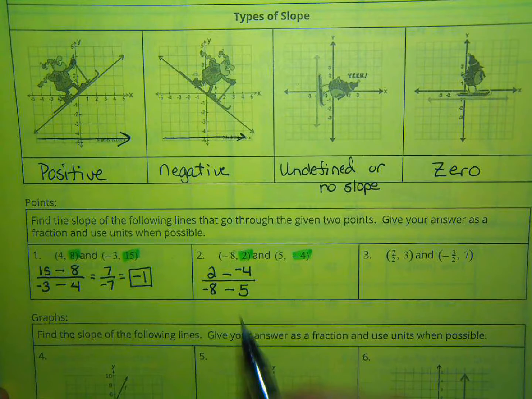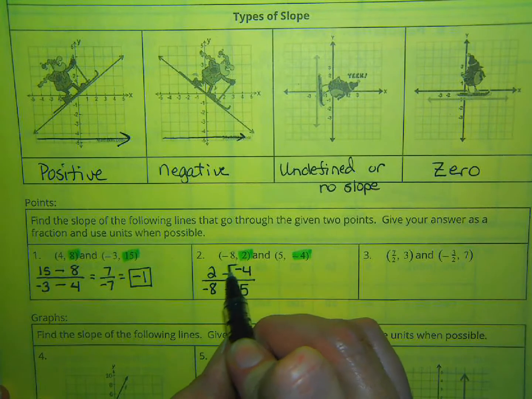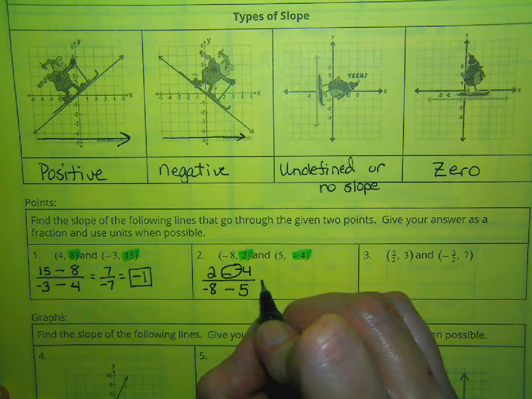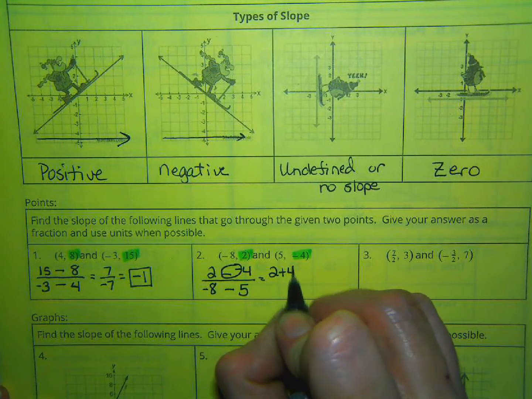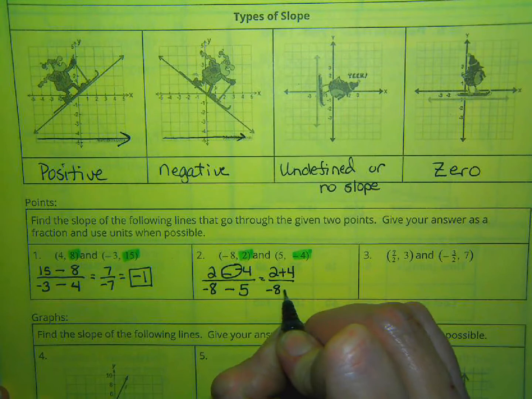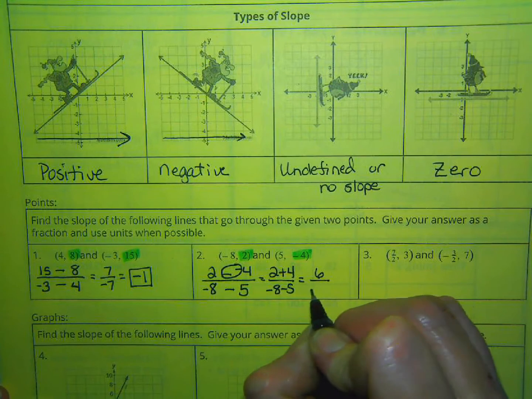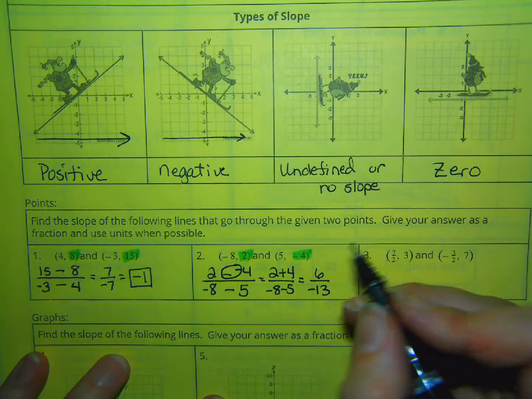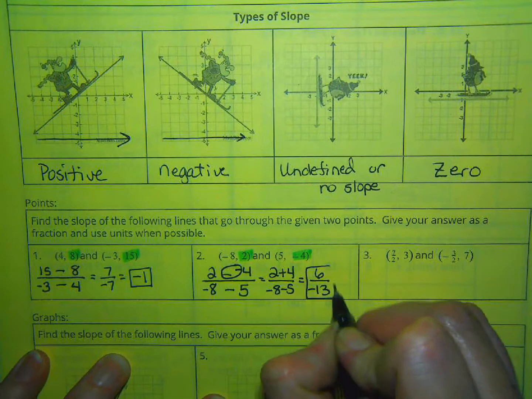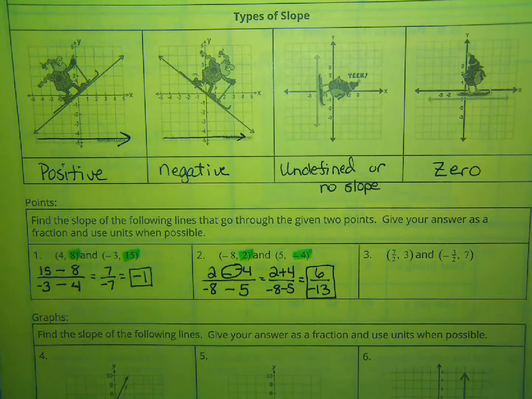In the past with my classes, I've always said to them, when you see this right away, that automatically means we're adding them together. So now we simplify and we get 6 over negative 13. Just leave it like that. Don't change it to a decimal.